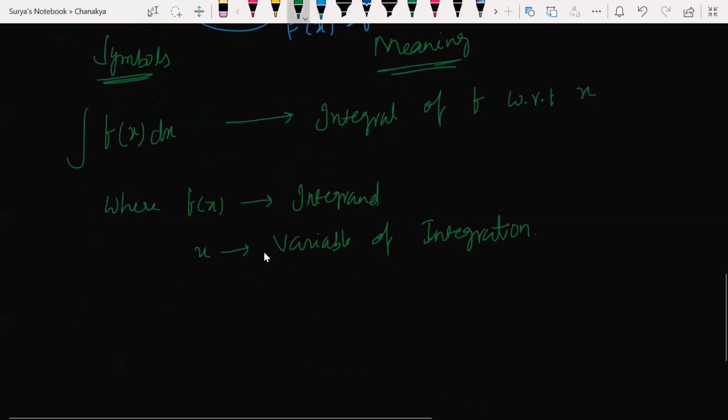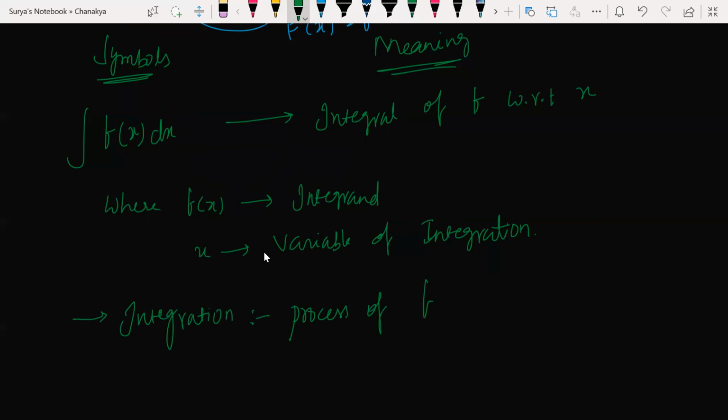So basically I'm telling you, what do you mean by integral here? I mean, integration. Integration is nothing but the process of finding the integral. The topic name is integrals, but we call it integration simply. Integration is nothing but the process of finding the integrals.